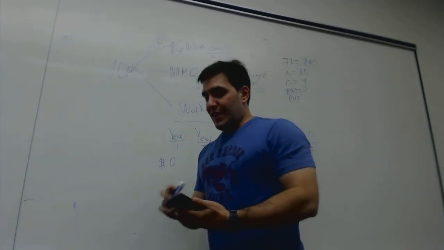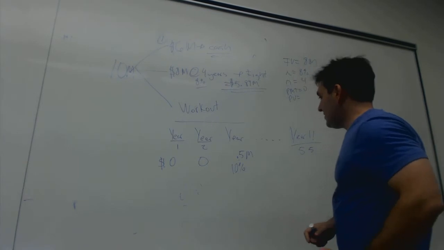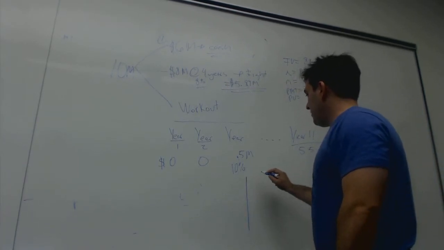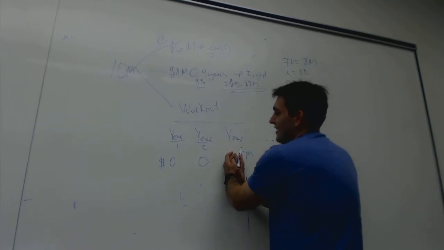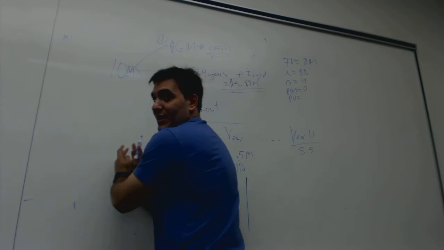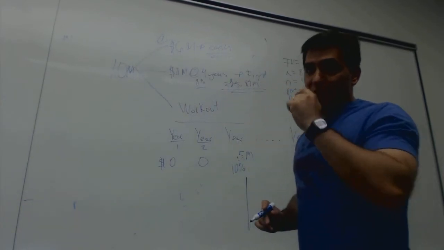Okay, if you do it in the calculator in these two steps, you need to calculate the present value at year two here, and then bring it to year 0. That's another way to do it.